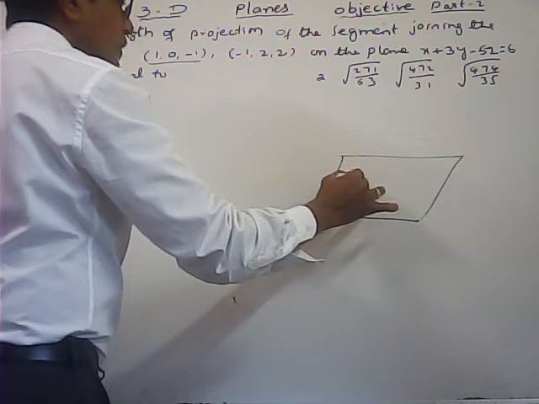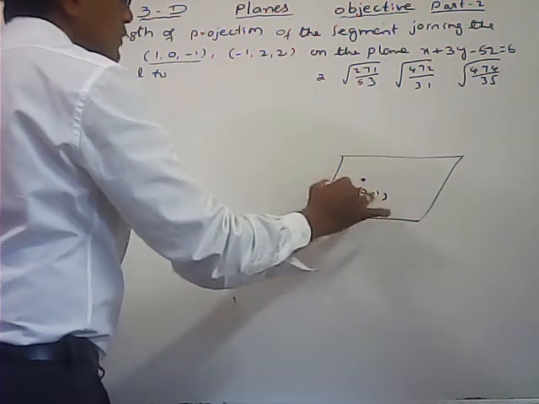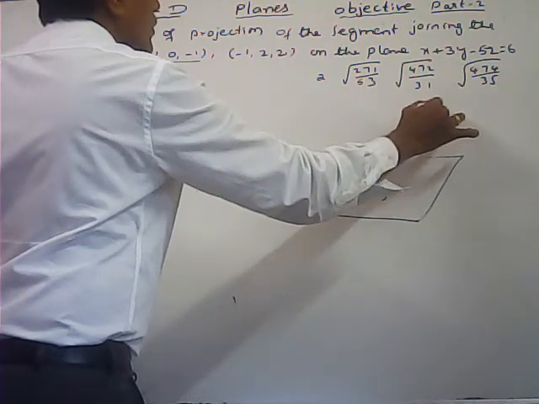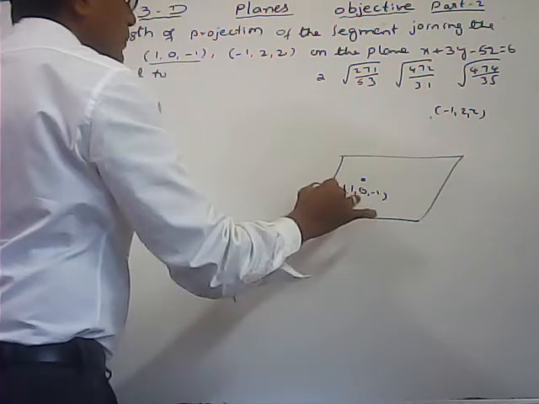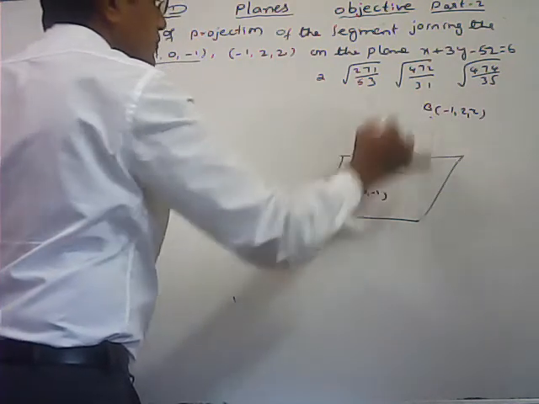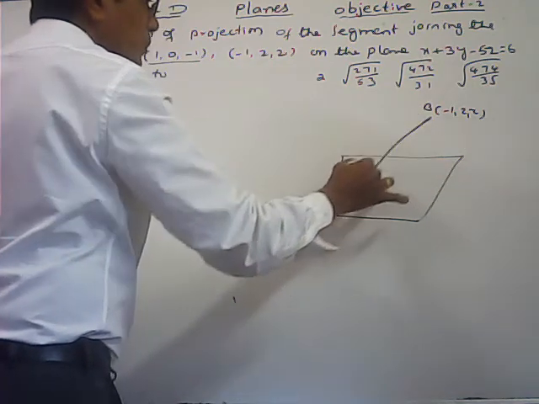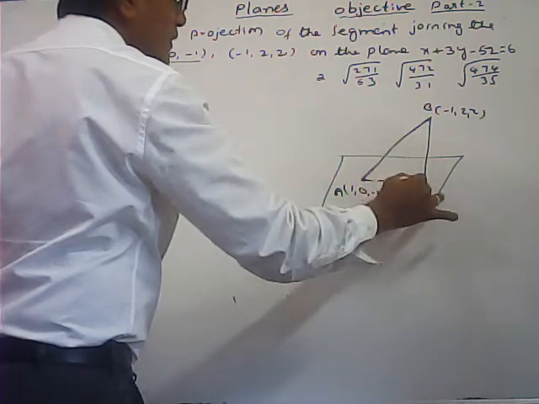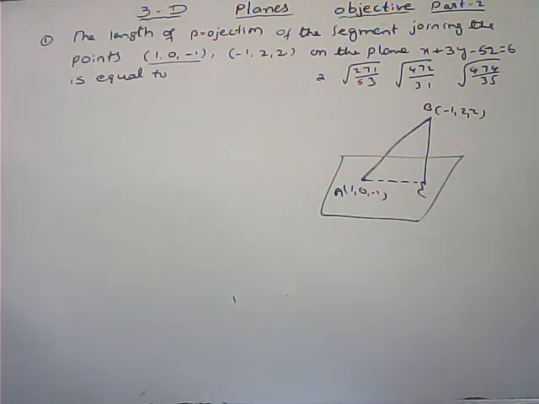Here this point lies on the plane, (1, 0, -1), and one more point is there, (-1, 2, 2). This one I am taking as A, this one as B. The projection of this on the plane, if I draw the perpendicular from B to the plane, we say is the projection of AB on the plane.